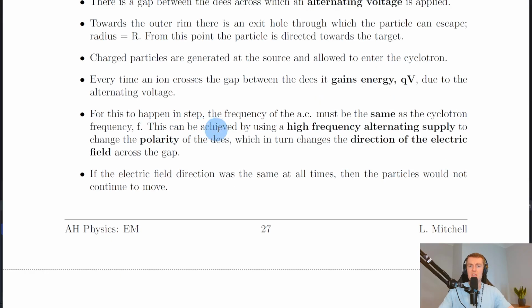For this to happen in step, the frequency of the alternating current must be the same as the cyclotron frequency F. This can be achieved by using a high-frequency alternating supply to change the polarity of the Ds, which in turn changes the direction of the electric field across the gap. If the electric field direction was the same at all times, then the particles would not continue to move.